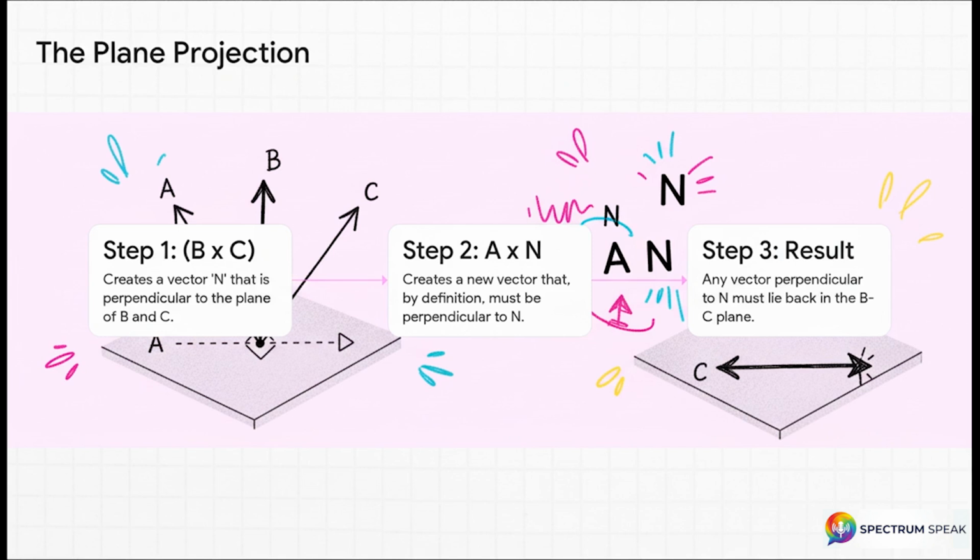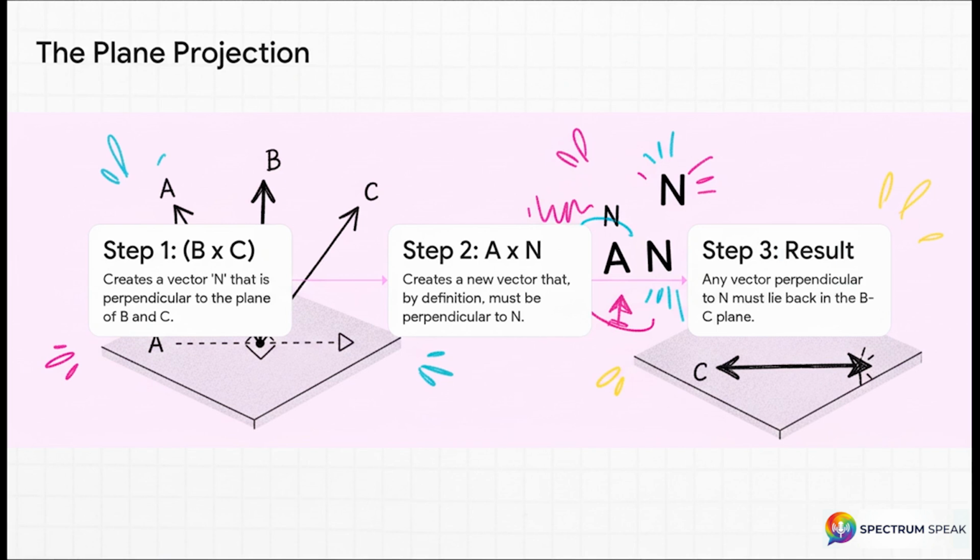Okay, step 2. We now have to do A cross N. Now, what's the number one rule of cross products? The answer has to be perpendicular to both of the inputs. So our final vector has to be perpendicular to N. But wait a minute, if N is sticking straight out of the plane, what's perpendicular to N?